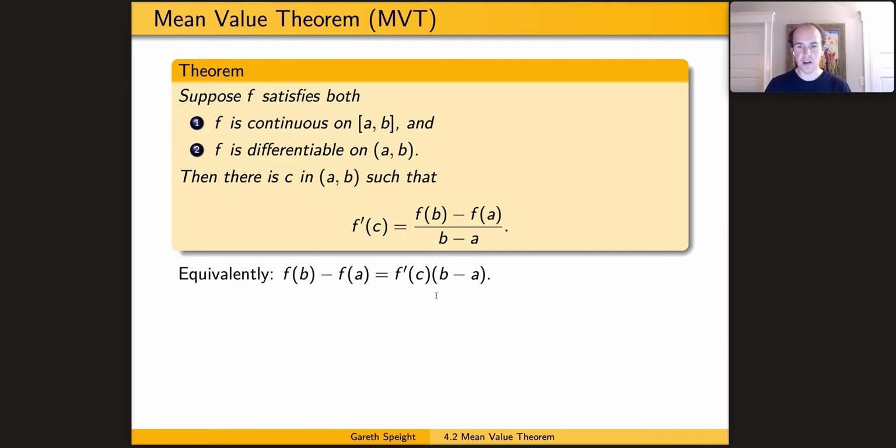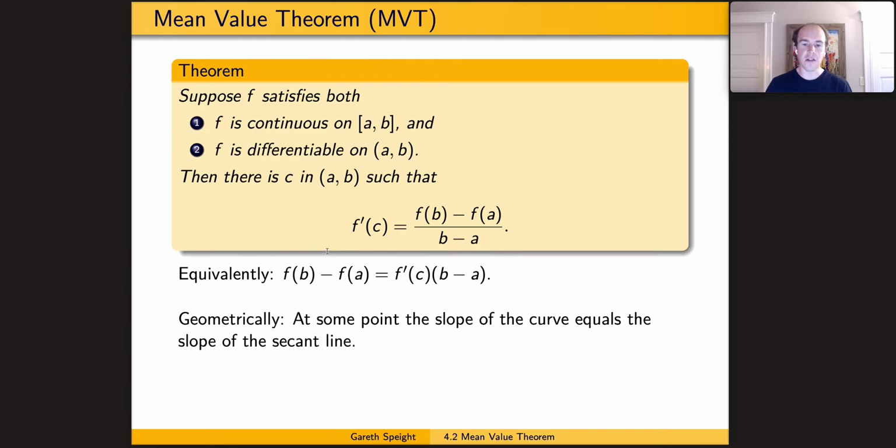So this is another useful way of writing it. And let me remark that it doesn't tell us what c is in (a, b). It doesn't tell us where the value of c is, or how many values of c there are. So this theorem is going to be mostly useful if we know something about f prime of c for every c. We'll see that in the applications, in the examples that we do.